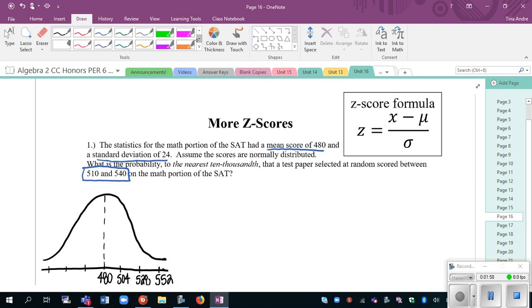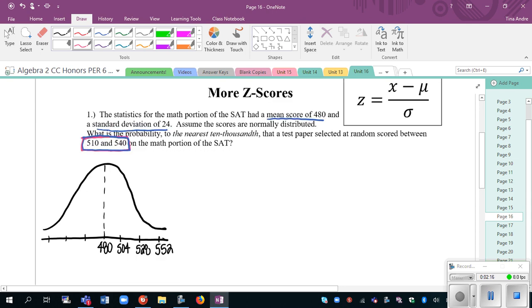But what I do know is that when I look at my picture here, 510 and 540 do not perfectly fall on one of these pre-labeled points, one of the whole number standard deviations away from the mean. So 510 would be somewhere in here, about here would be 510. And 540 is going to be somewhere in here. So this is the section that I'm looking for.